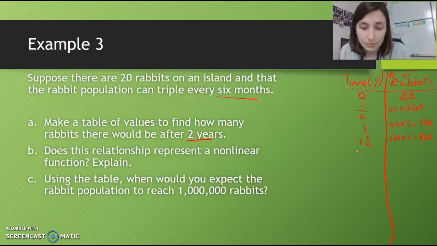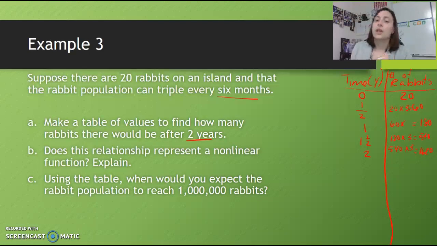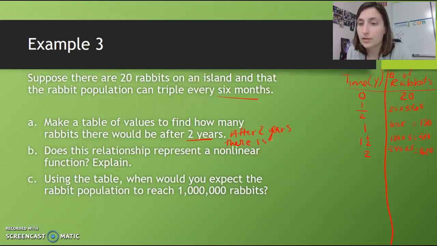Nope, not 360. I was looking at the wrong number. We would be at 540. That makes more sense. And then at 2 years, we're going to be whatever 540 times 3 is, which is 1620. All right, so we've made our table of values to find out how many rabbits there would be after 2 years. So after 2 years, there are 1,620 rabbits.